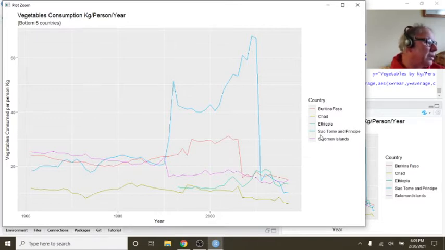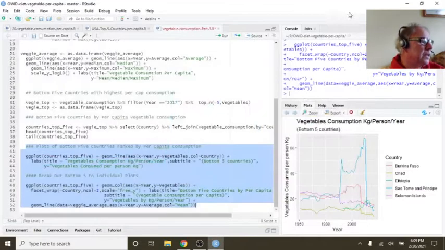You can see here, Sao Tome had a spike back here in the late 90s for maybe 10 or 15. Then all of a sudden, it just fell off the rock, which is really kind of interesting. The rest of the countries all showed a downward trend. So the bottom 5 countries, the poorest countries in terms of vegetable consumption, their consumption continues to decline. So that gives us our 3 plots for today.